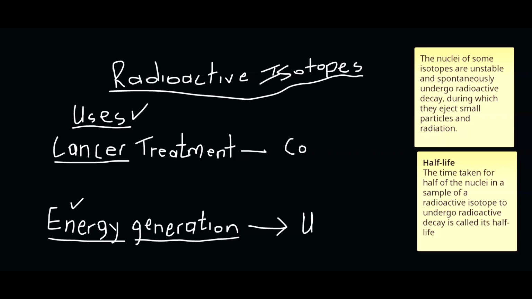Now, common uses, we talked about cancer treatment, right? They would use a beam of radiation to burn out cancer cells, and also energy generation. They are used to power nuclear stations or power plants. And remember that a lot of countries use isotopes to make atomic bombs, nuclear bombs.